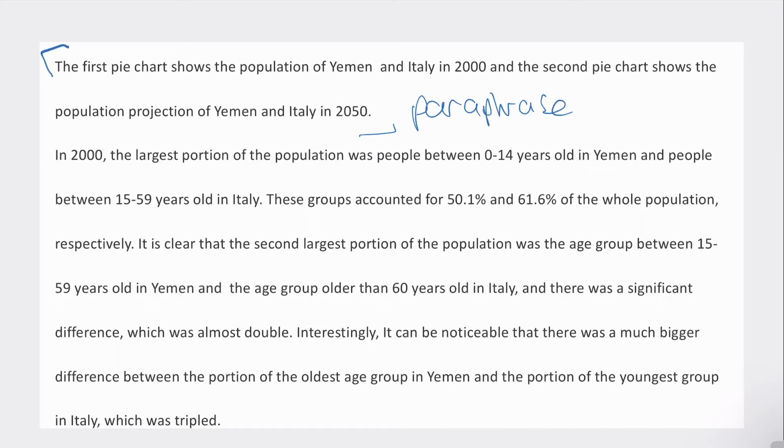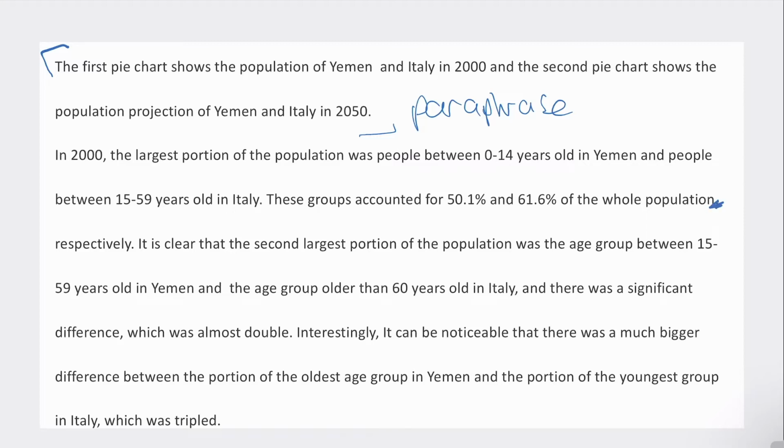Let's see what else they've done. In 2000, the largest portion of the population was people between 0 to 14 years old in Yemen and people between 15 to 59 years old in Italy. These groups accounted for 51% and 61.6% of the whole population, respectively. We don't need the comma here. You can get rid of that. That's fine. Nothing wrong with that sentence.